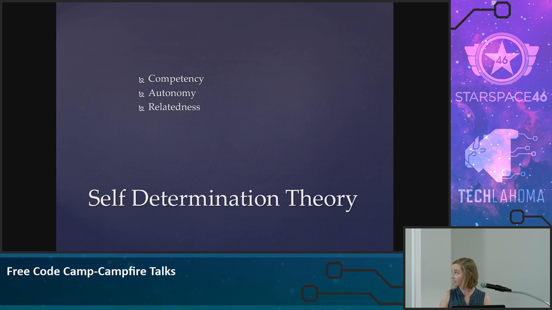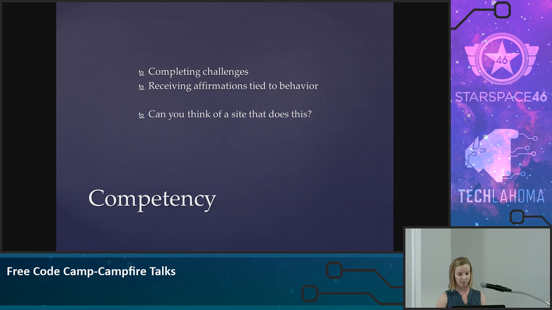Self-determination theory has 3 components: competency, autonomy, and relatedness. So completing challenges, receiving affirmations that are tied to those challenges, tied to the behavior. There's one website that does this really, really well. Can anyone think of a website that does this really, really well?